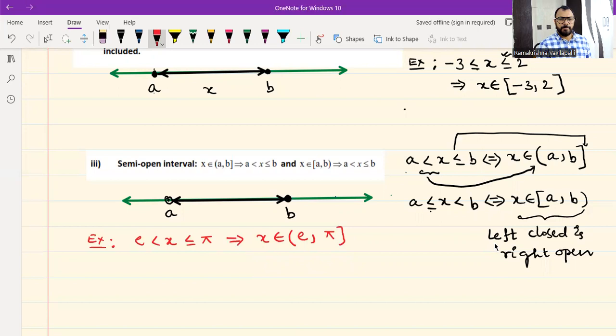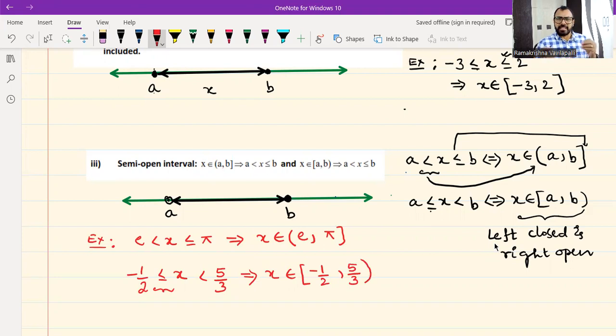Similarly, minus 1 by 2 less than or equal to X less than, if you get some, pi by 3, you take any number. So how do we represent this? So here X belongs to, the left side is closed, so closed bracket minus 1 by 2, comma, open interval 5 by 3.